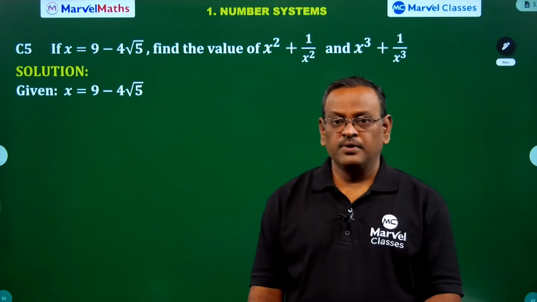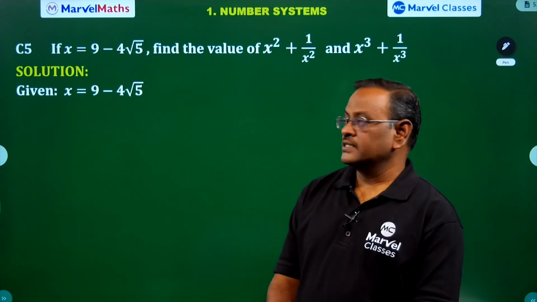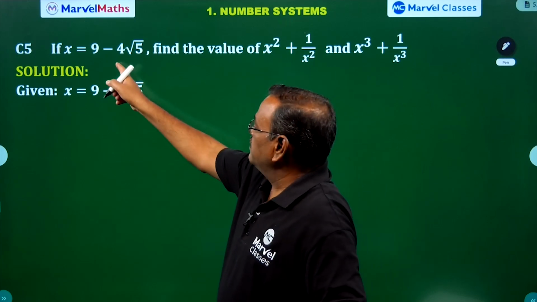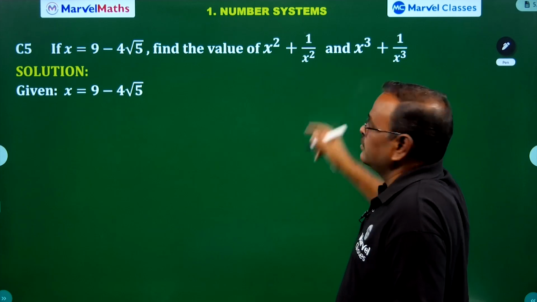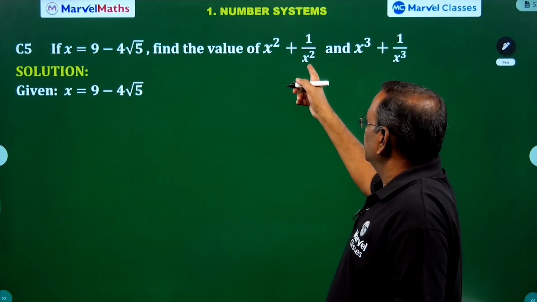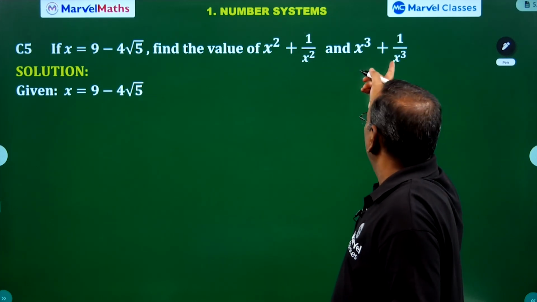Hello students, another important question that you can expect in section C. If x equal to 9 minus 4 root 5, find the value of x square plus 1 by x square and x cube plus 1 by x cube. Both the expressions contain 1 by variable.